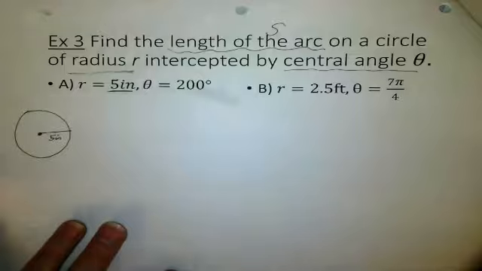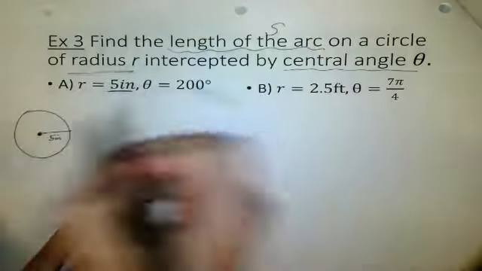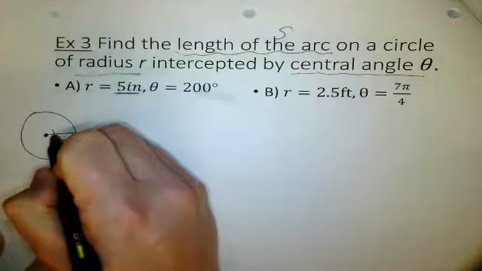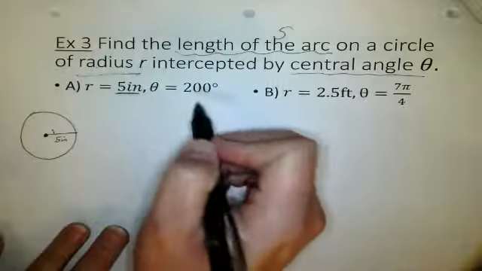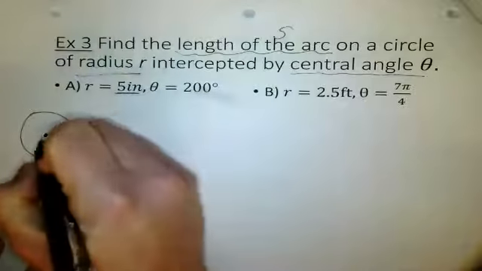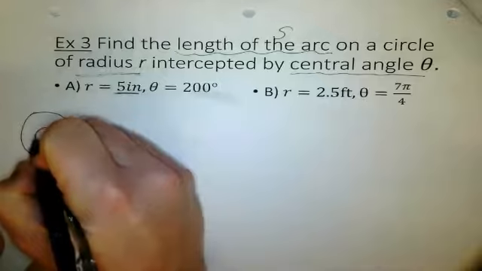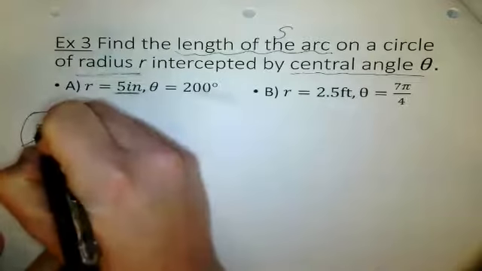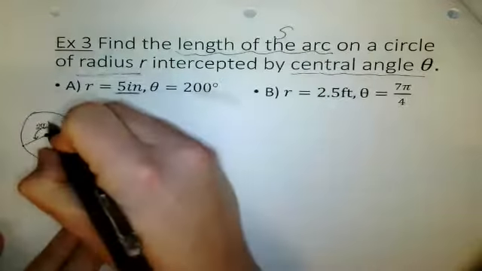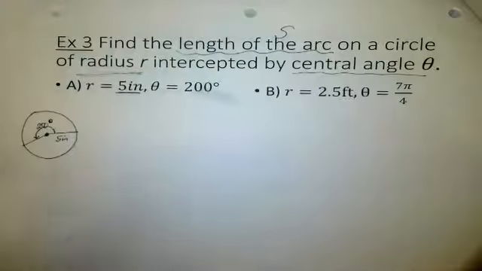A central angle is an angle that goes to the center of the circle. And if I were to open up that angle, is it less than 180 degrees or more than 180 degrees? More, sure. So it's going to go around beyond 180 degrees. And there it is. There's my 200 degree angle. Notice I'm using the degree symbol.